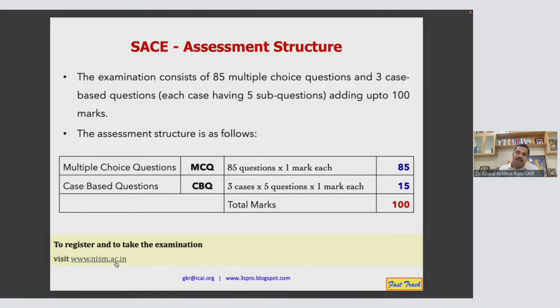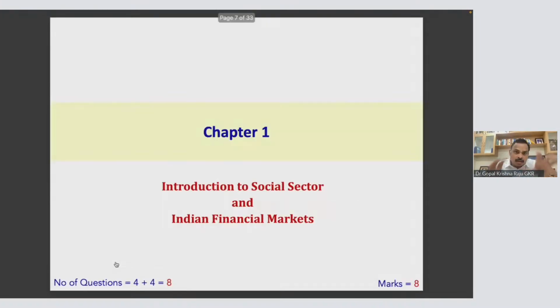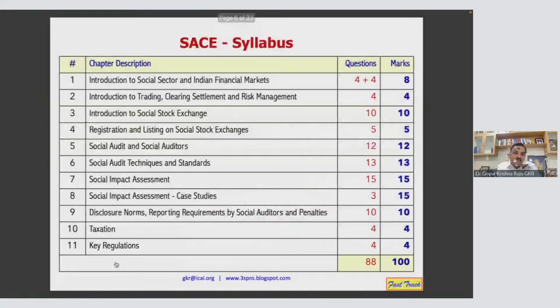Whatever material they circulate to you is only a primer, but have a grip on the subject. The purpose of this session is only to give that particular grip. Let me go one by one into the subject fundamentally. Before I go into the subject today, I'll just give an interesting number. Very interesting number. And the first chapter will be an introduction to the social sector and the Indian financial markets.